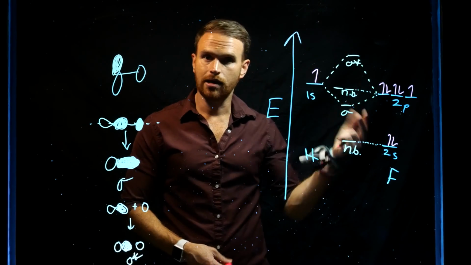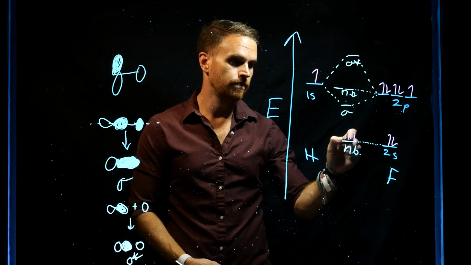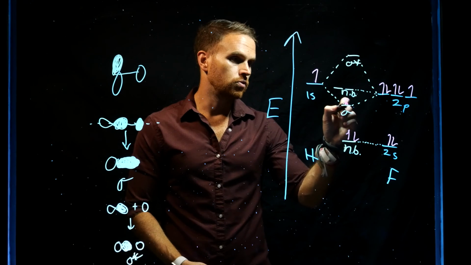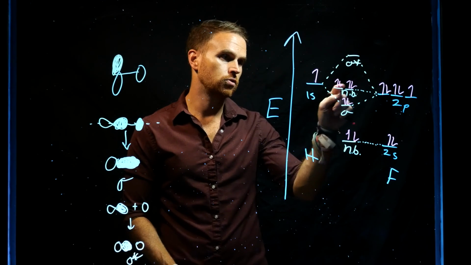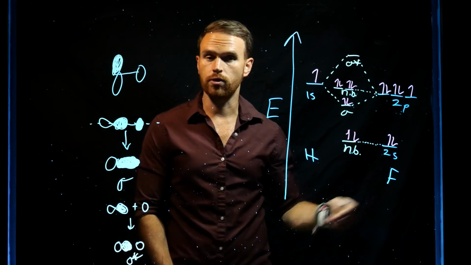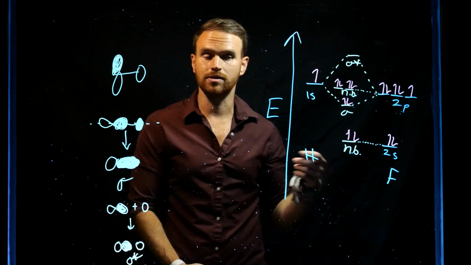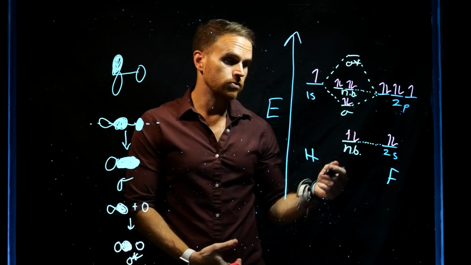Now we need to retain the number of valence electrons in our molecular orbital diagram. So we have 2 here, we have 2 here, 2 here, and 2 here. This is going to give us 2, 4, 6, 8. Hydrogen has 1 valence electron. Fluorine has 7 valence electrons because it's a halide. And now I see that that gives us 8 electrons.